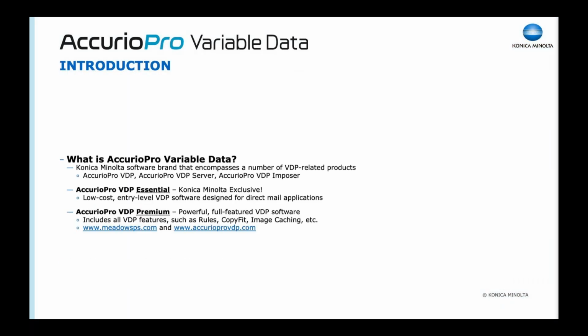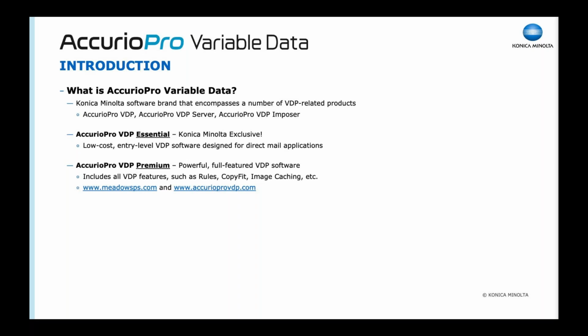First thing is, what is AccurioPro variable data? This is a Konica Minolta software brand, and this encompasses a number of VDP-related products. The three we're going to be talking about today: AccurioPro VDP is kind of the main product for doing variable data and designing variable data jobs. There's a server version of that we're going to be using in conjunction with Enfocus Switch. And there's also a brand new AccurioPro VDP Imposer. This is a very, very fast imposition tool that we designed for variable data. And it's kind of unique because you can design the impositions directly in Adobe InDesign.